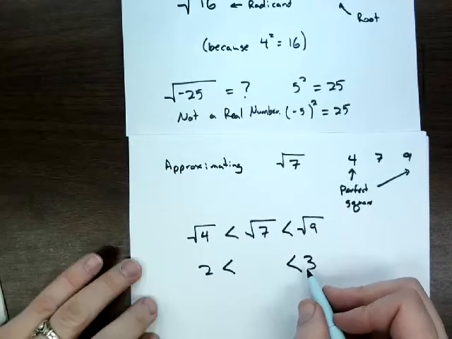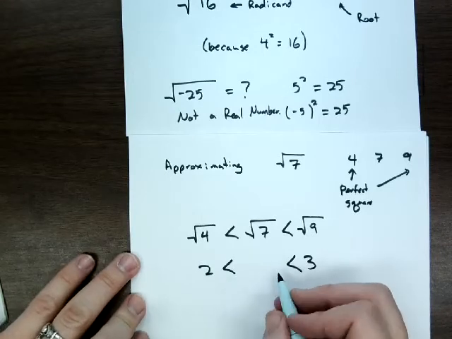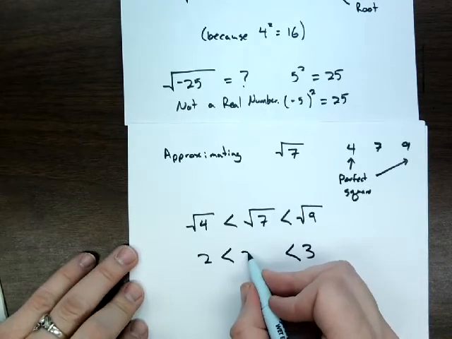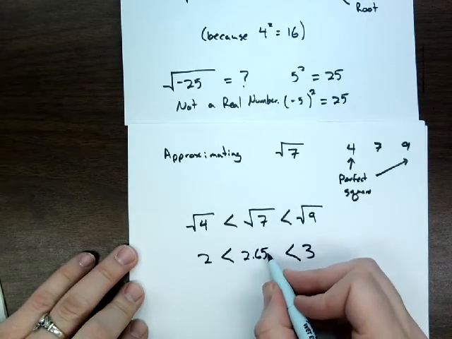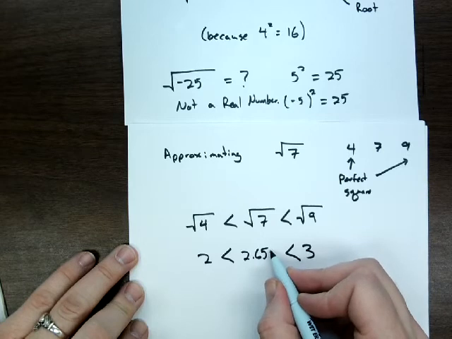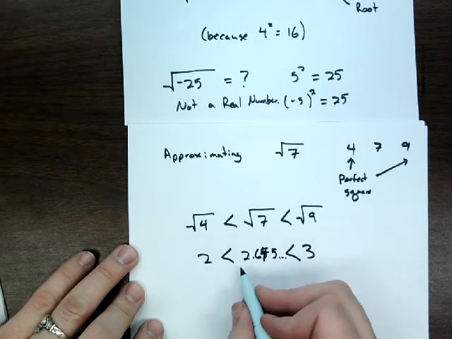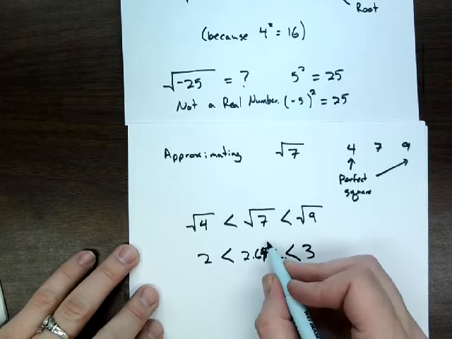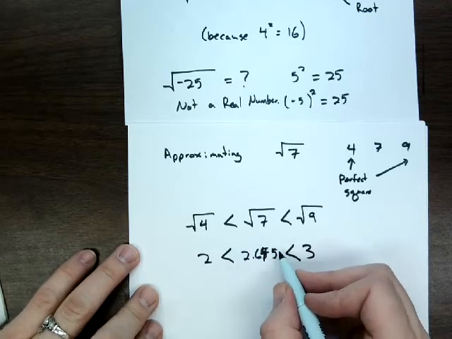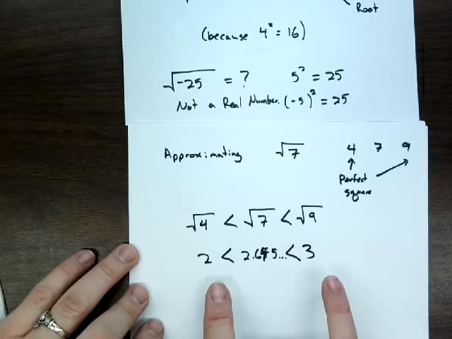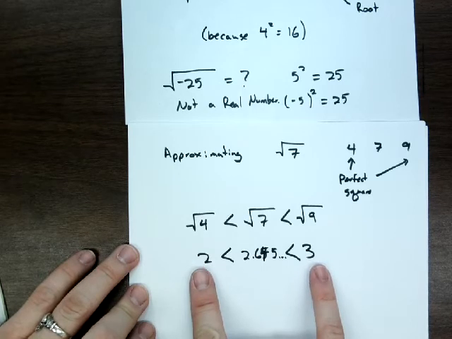And if you were to plug this into your calculator, you'd find a number that's like 2.65, or actually 2.645 and a lot of change. The funny thing here is this number is going to be an infinitely long decimal that is not going to repeat. But for our purposes, you'd say this is going to be somewhere in between 2 and 3.